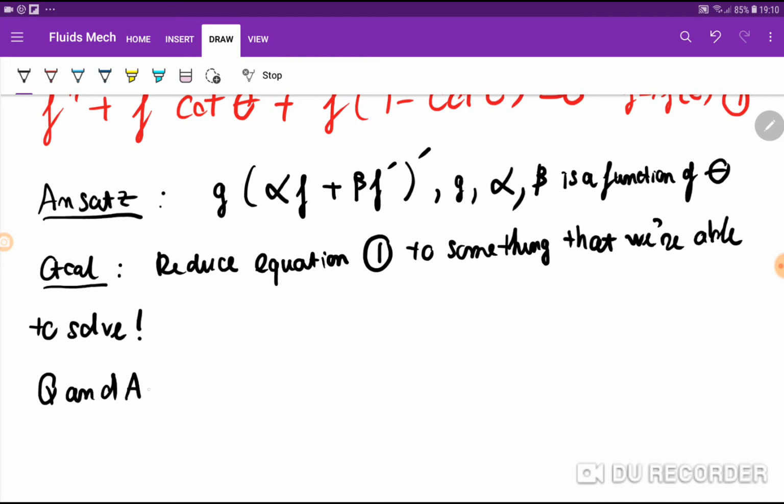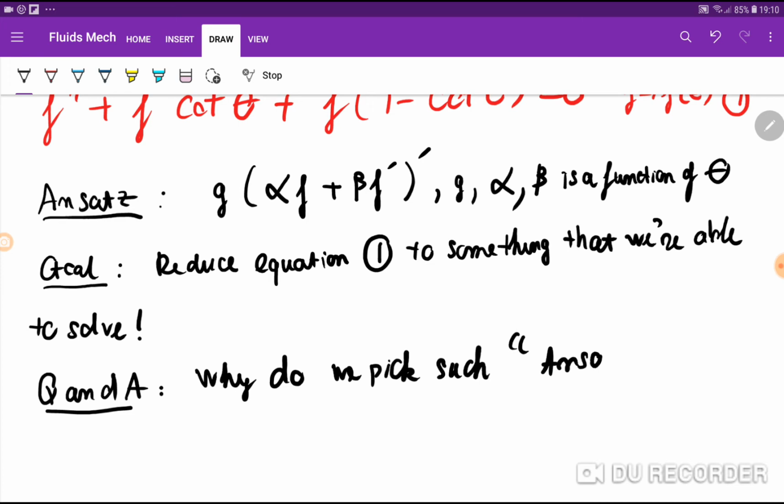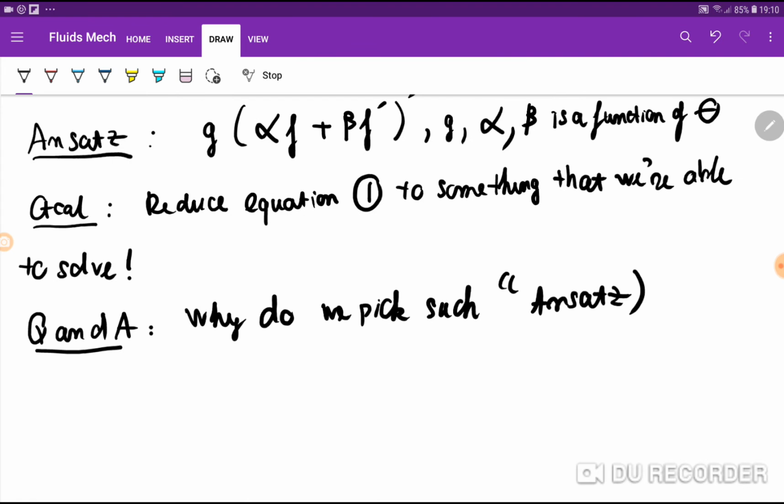Q&A, okay? Why do we pick such an answer? Why does it have to be some g times alpha f plus beta f prime, and then all of that prime? Why would it not be otherwise?